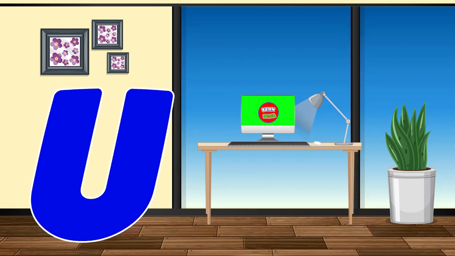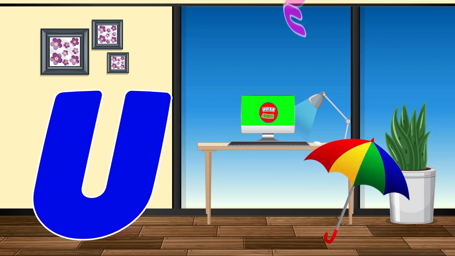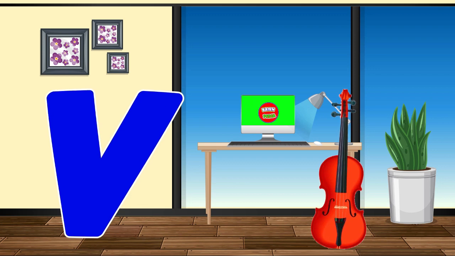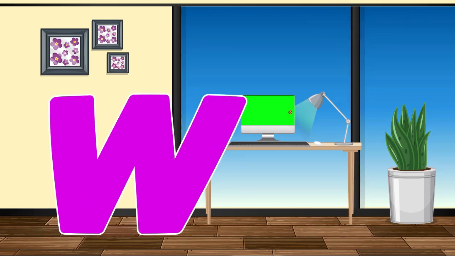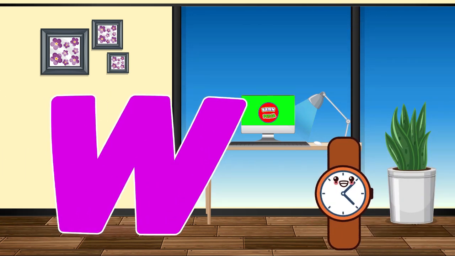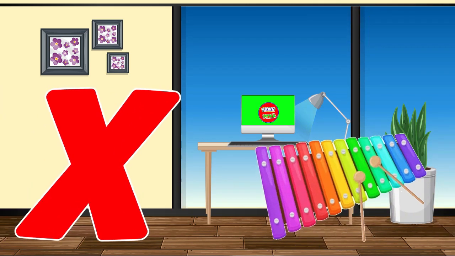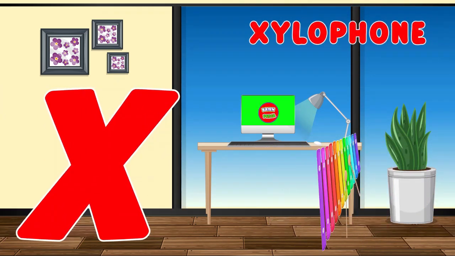U is for umbrella, a, umbrella. V is for violin, v, violin. W is for watch, w, watch. X is for xylophone, z, xylophone.